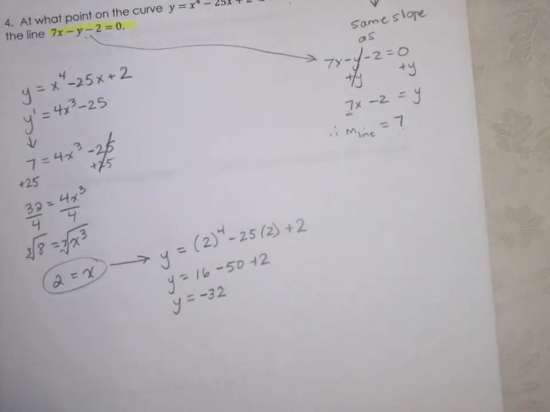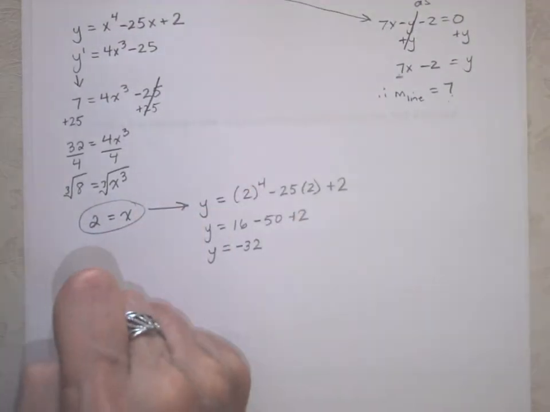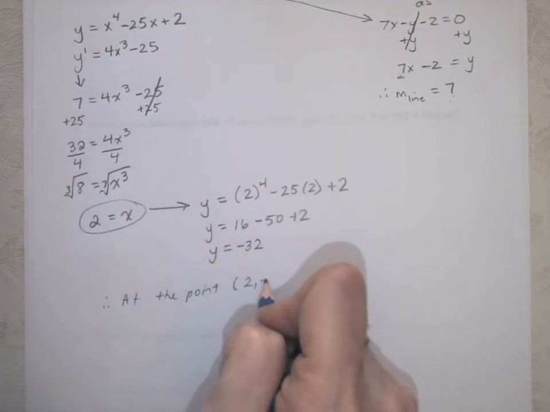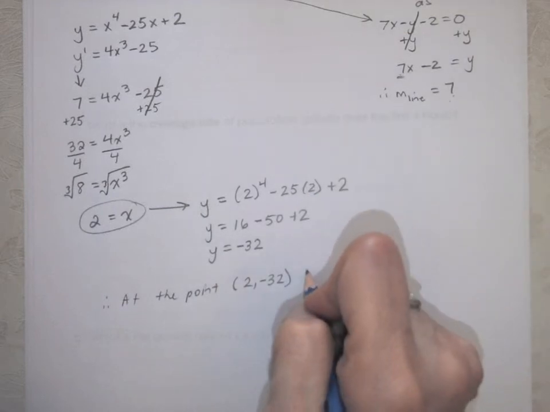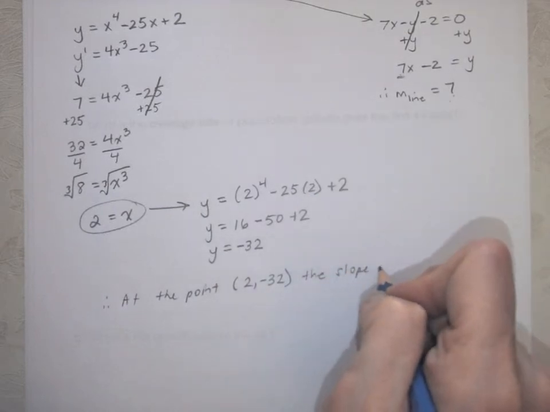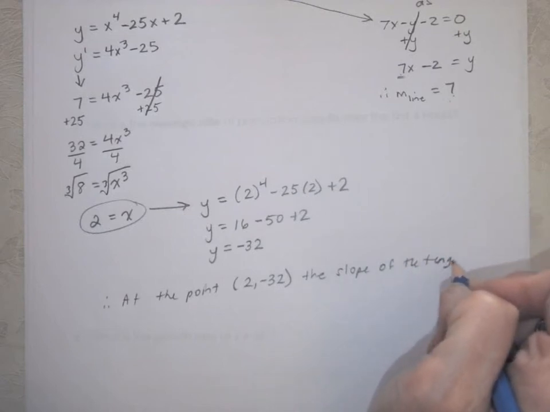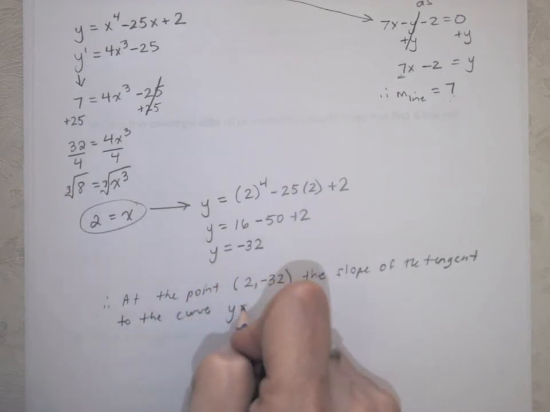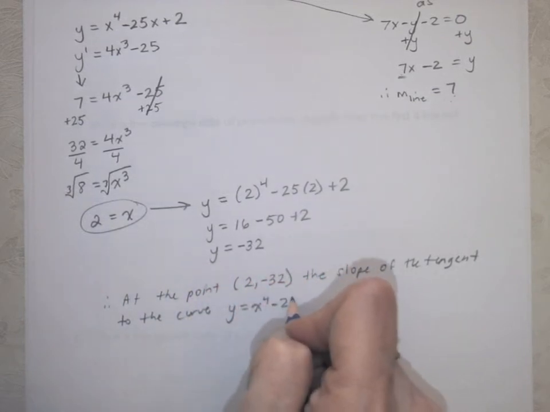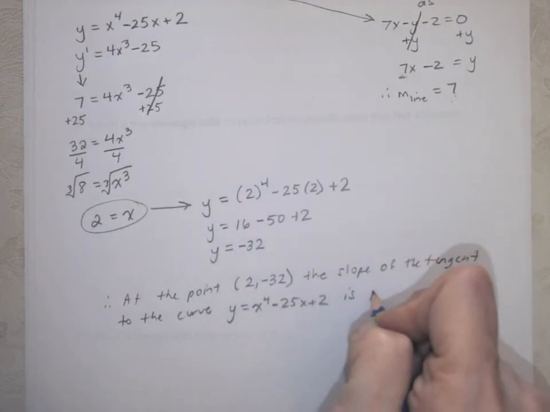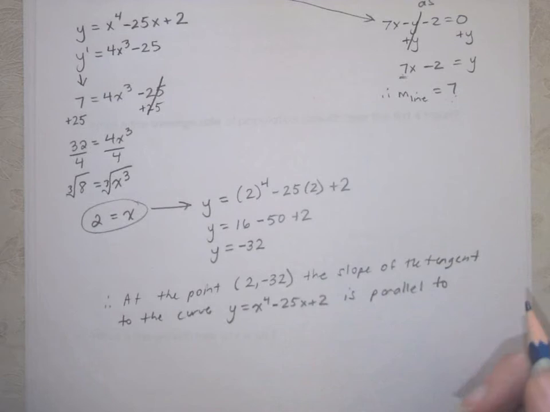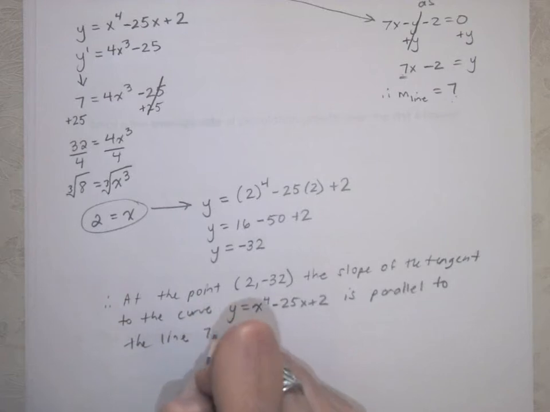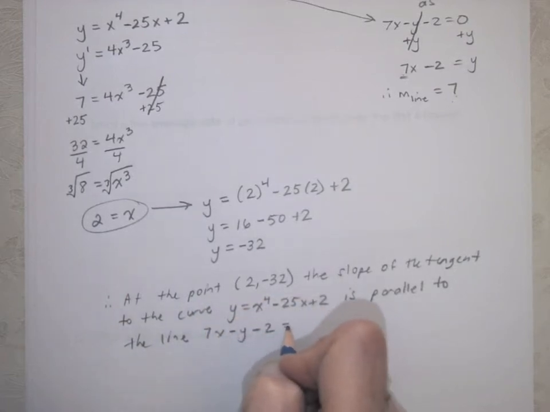So what does that say then? That says at the point (2, negative 32), the slope of the tangent to the curve y equals x to the 4th minus 25x plus 2 is parallel to the line 7x minus y minus 2 equals 0.